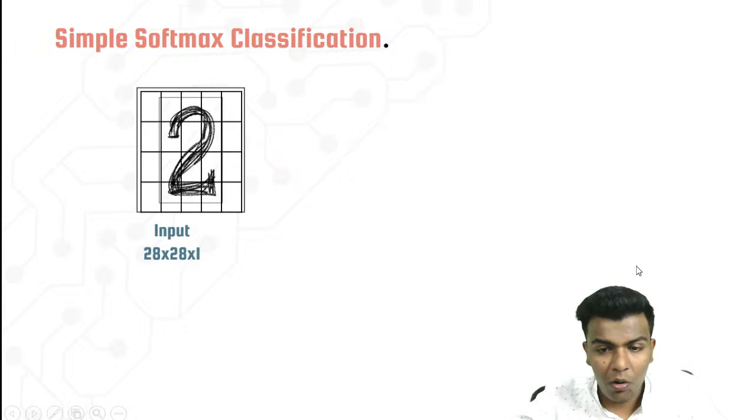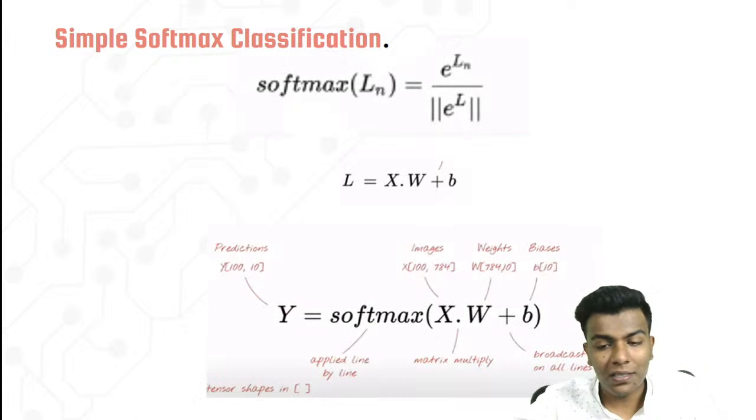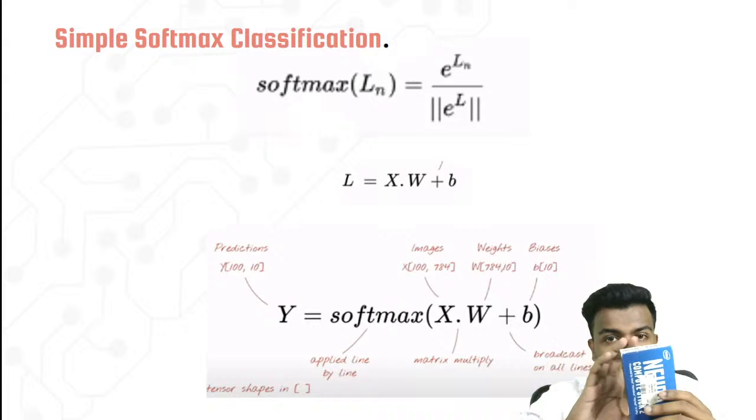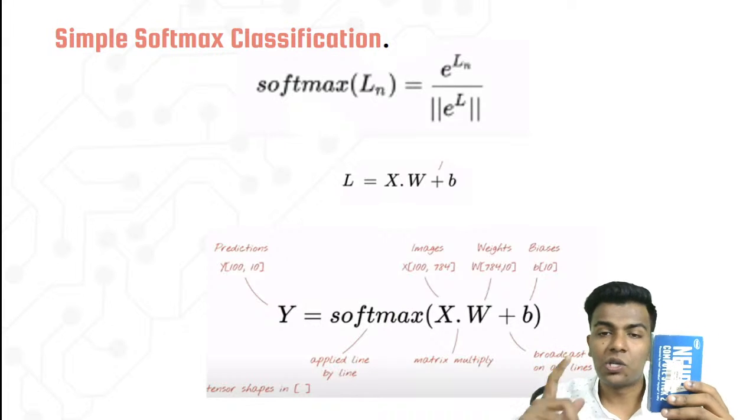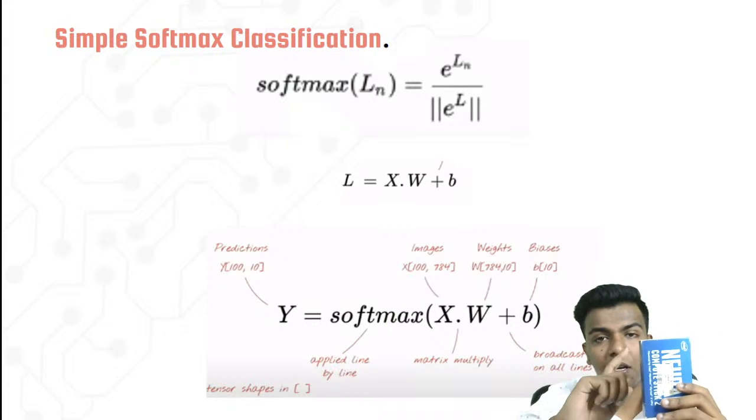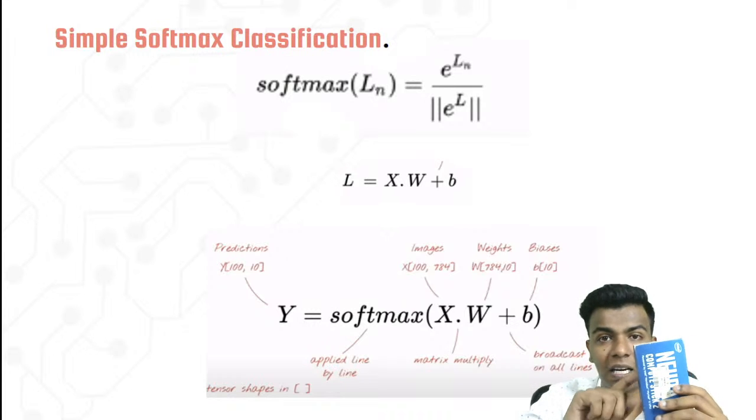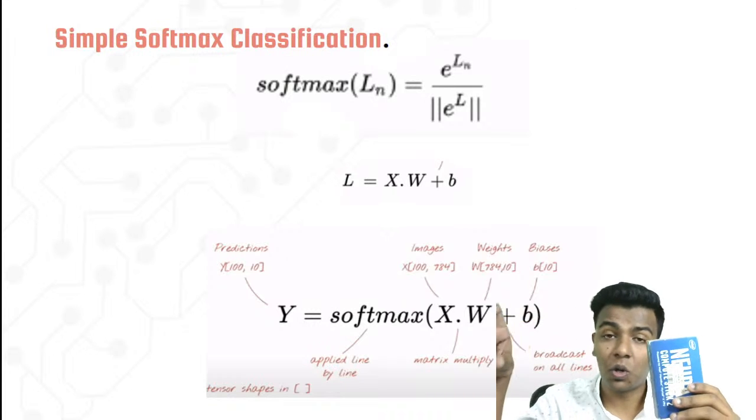Okay, so now we'll see the formula. What's the formula here? It is L equals x dot w plus b. What is meant by x? X is nothing but the input image. It is going to be flattened and connected with the final state of neurons.